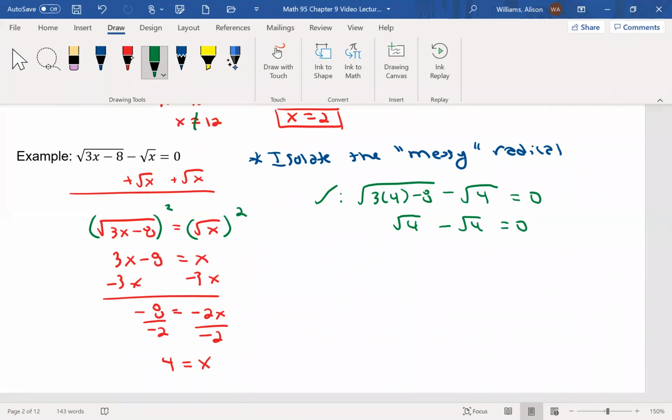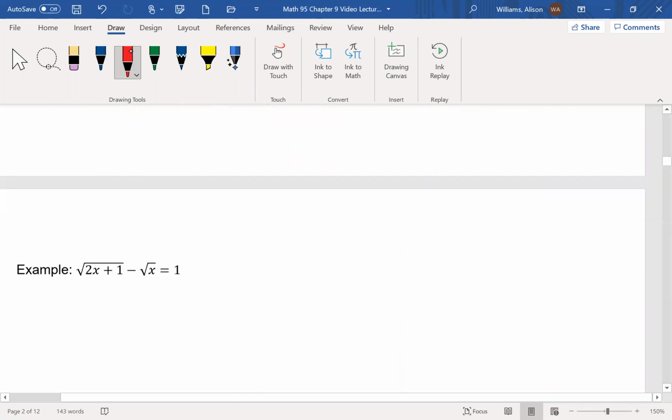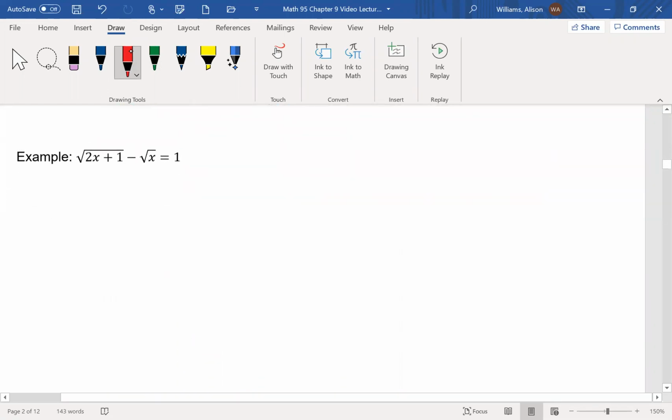Let's try that general idea again. So this is kind of the messiest of all the problems. Because this time, I am going to isolate the messy radical, but because there's a 1 over there on the right side, that's going to make it a little bit messier. All right, that's all right. We're going to tackle it, get through. So I'm going to isolate the messier radical, the bigger radical.